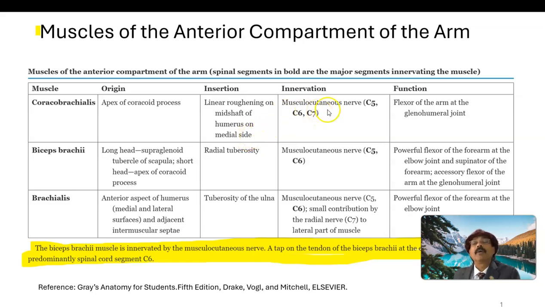Nerve supply is by the musculocutaneous nerve, root value C5, C6, C7, and this musculocutaneous nerve is a nerve from the brachial plexus from the lateral cord. Function of coracobrachialis is flexion of the arm at the glenohumeral joint or shoulder joint.